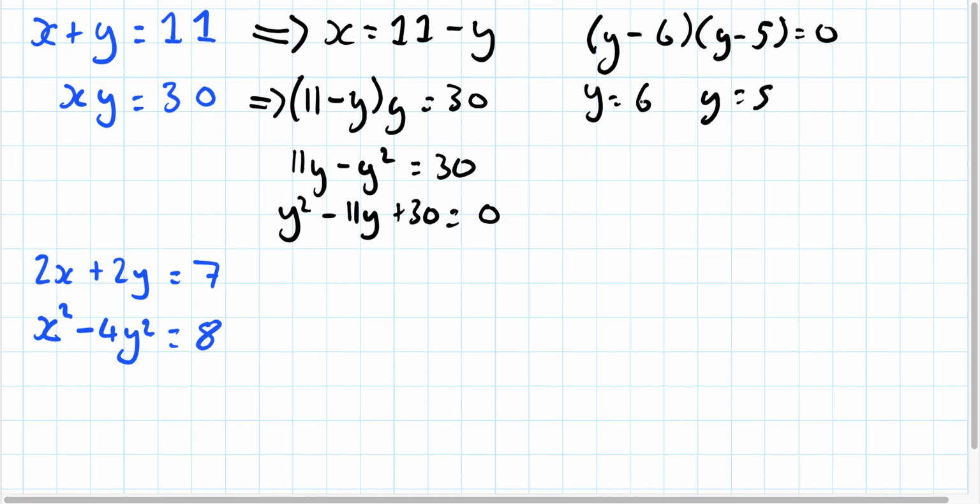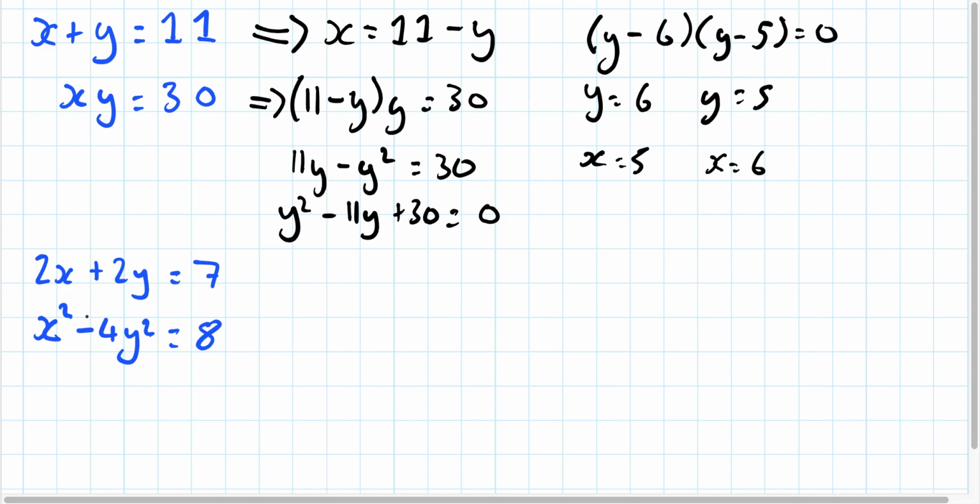So when y equals 6, x equals 11 take away 6, which is 5. And same for that. So when y equals 5, x equals 11 take away 5, which equals 6. Okay, pretty simple. That's that done.